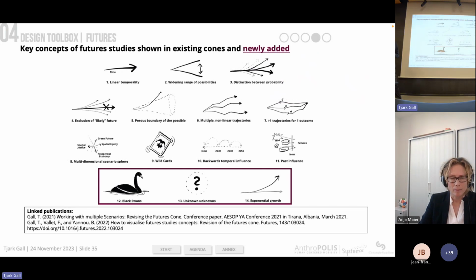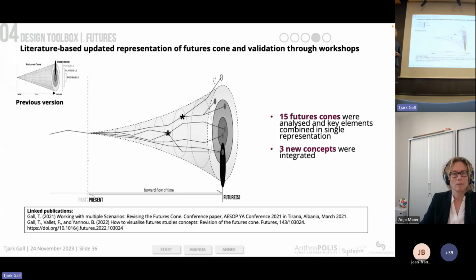To understand a little bit the concepts which are underlying, we mapped key concepts of future studies, such as, for example, linear temporality, meaning we go from today to the future. We don't assume that we go backwards or whatever. You have a widening range of possibilities. That means today we know where we are more or less, but we don't know in 5 years, and in 10 years we know even less, and so on and so on. And these are concepts which have been already integrated in existing visualizations, which I will show just afterwards. And then we found a few other ones in literature which haven't been integrated so far. And this led to an updated visualization of the futures cone.